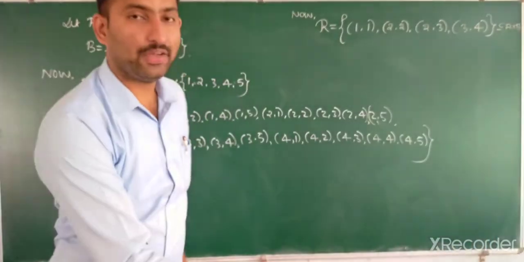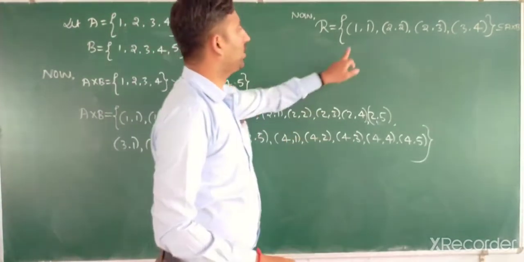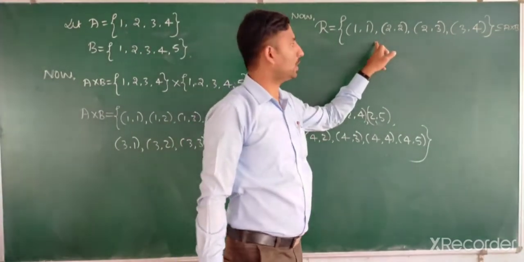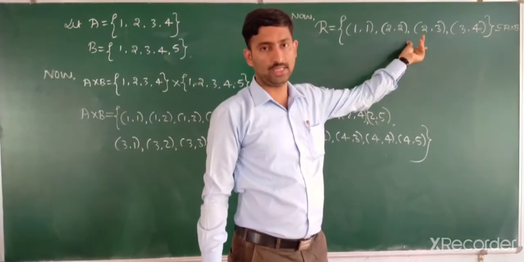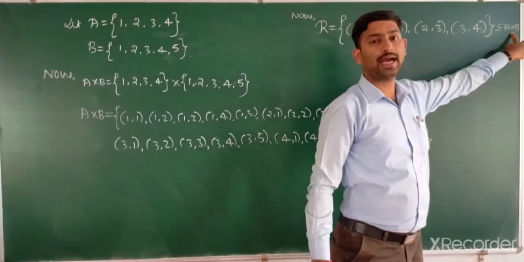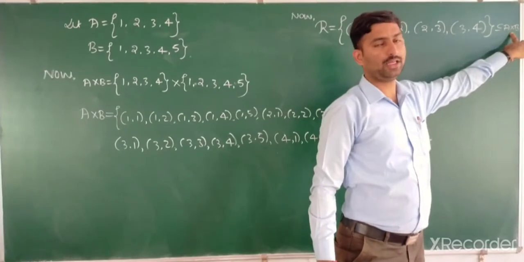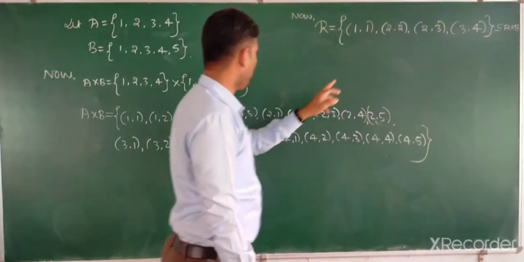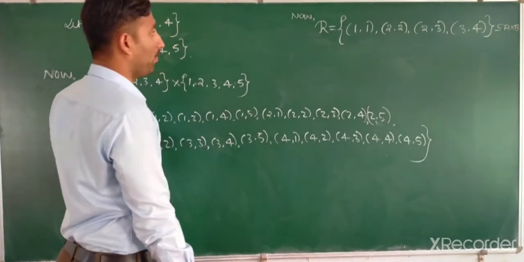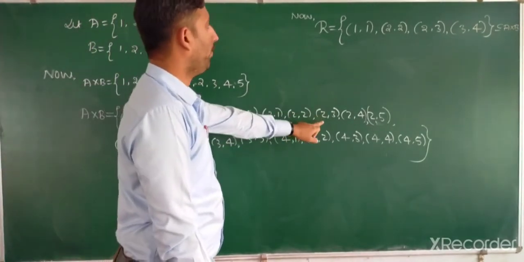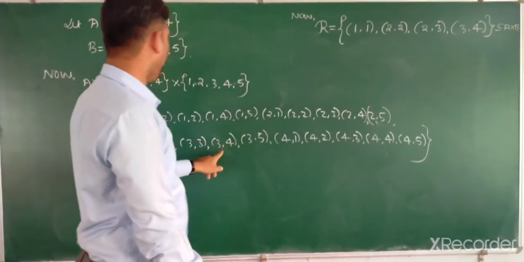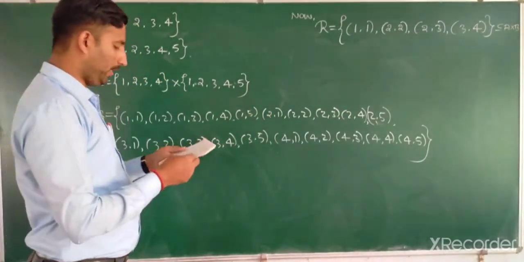The given relation R is a subset of the Cartesian product A cross B. These elements or members are a subset of the Cartesian product of two sets. Yes or no? Just check it: (1,1) yes, (2,2) yes, (2,3) yes, (3,4) yes, which are subsets of A cross B.